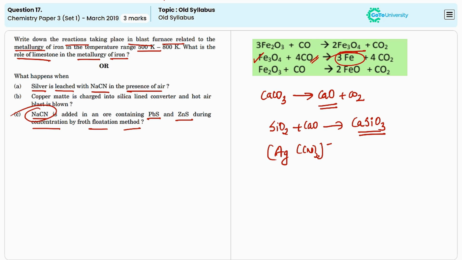So for explaining each of these reasons, you will get 1 mark. So the total mark will be 3.